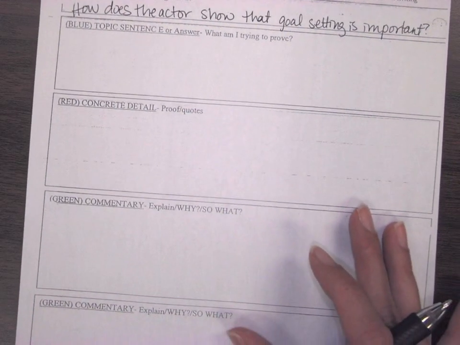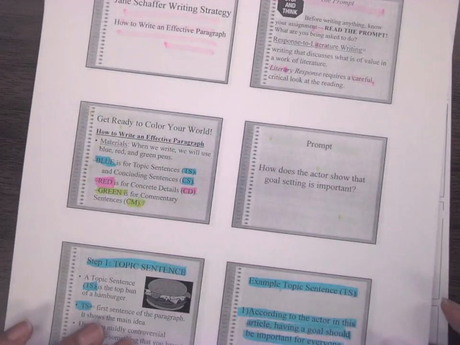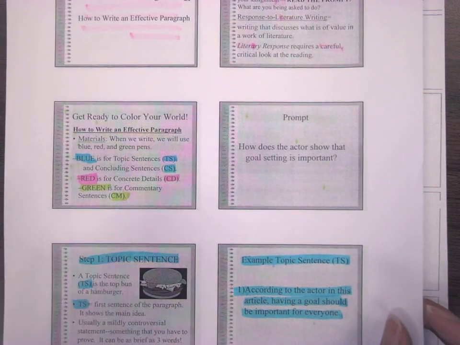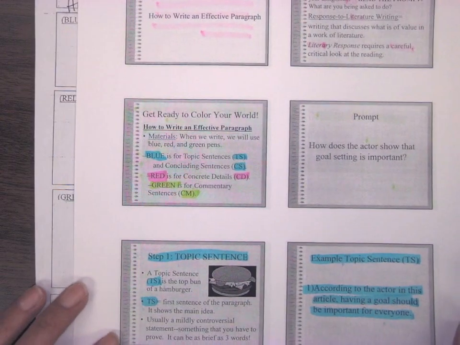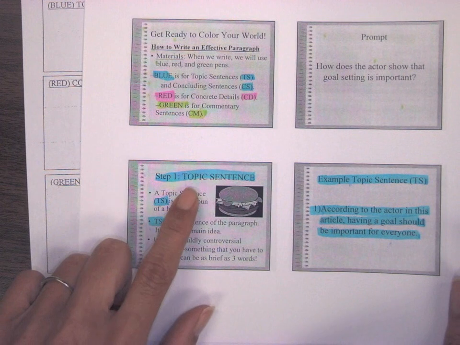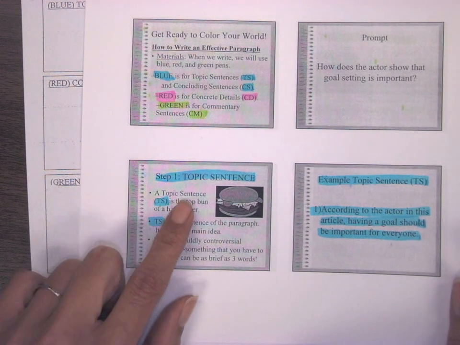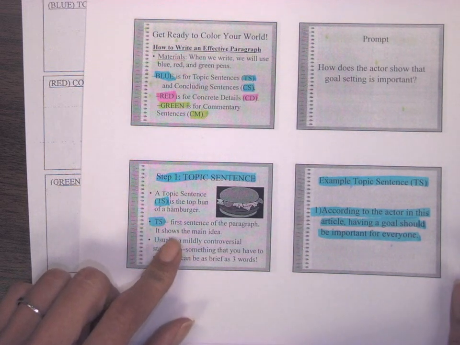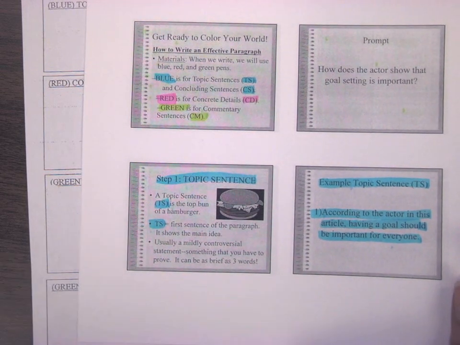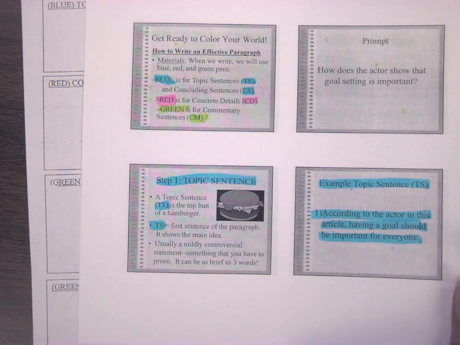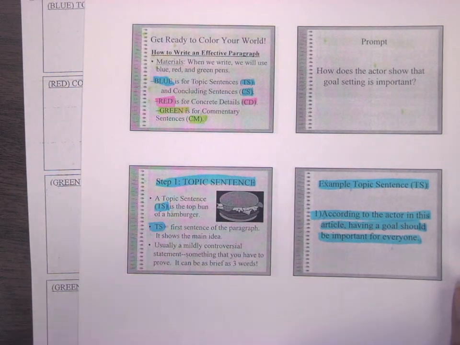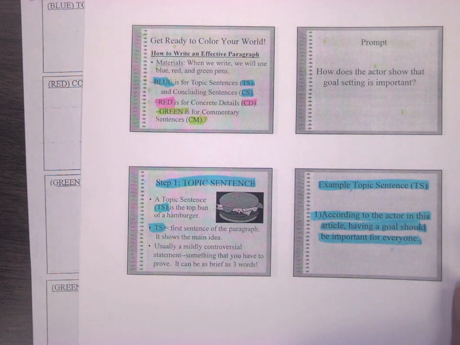Alrighty. So now if we go to our PowerPoint, again, this is on Google Classroom. The first thing that we have to do is come up with a topic sentence. Okay, your topic sentence is always going to be written in blue, and your topic sentence is kind of like the top bun of a hamburger. It kind of gets the response or your writing started, and it answers the question.